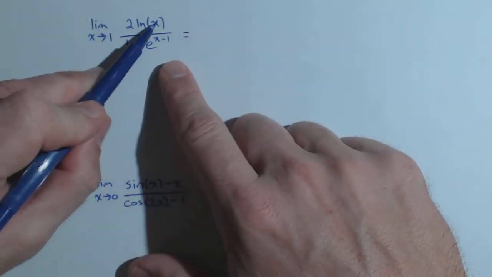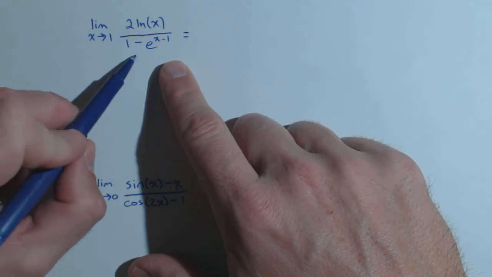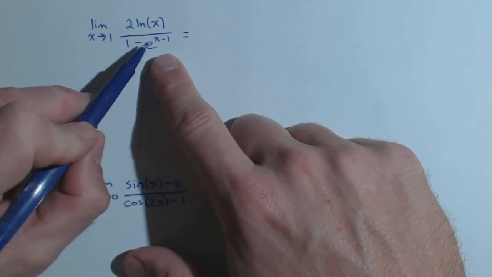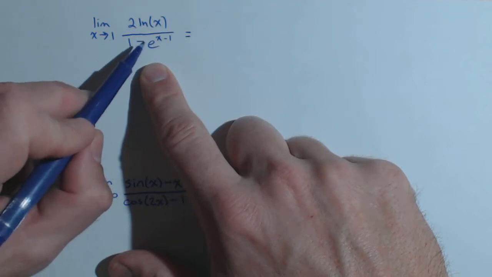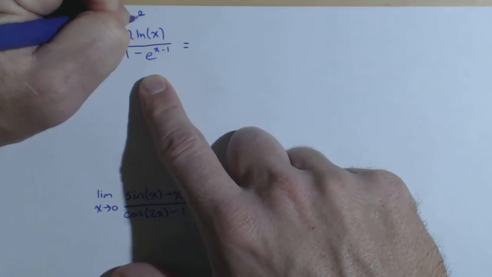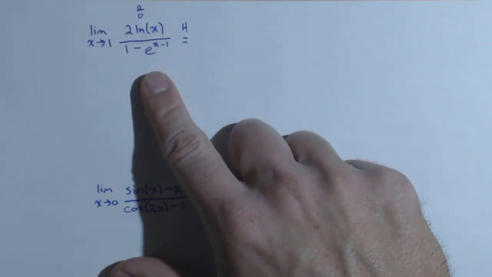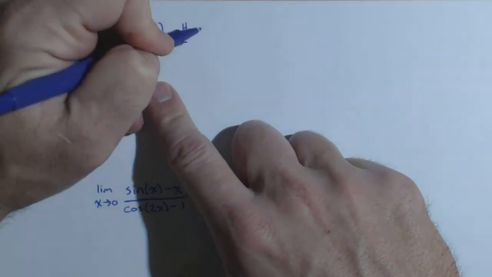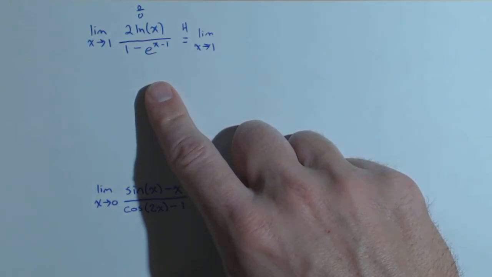So here if we check, if I plug 1 into that numerator, ln of 1 is 0, so the numerator is definitely 0. In the denominator, notice I'll have e to the 1 minus 1, or e to the 0, which is 1. 1 minus 1 is 0. So this, again, is a 0 over 0 case, which means I can use L'Hopital's rule to make it hopefully easier to calculate. Now we'll still be doing the limit as x goes to 1.